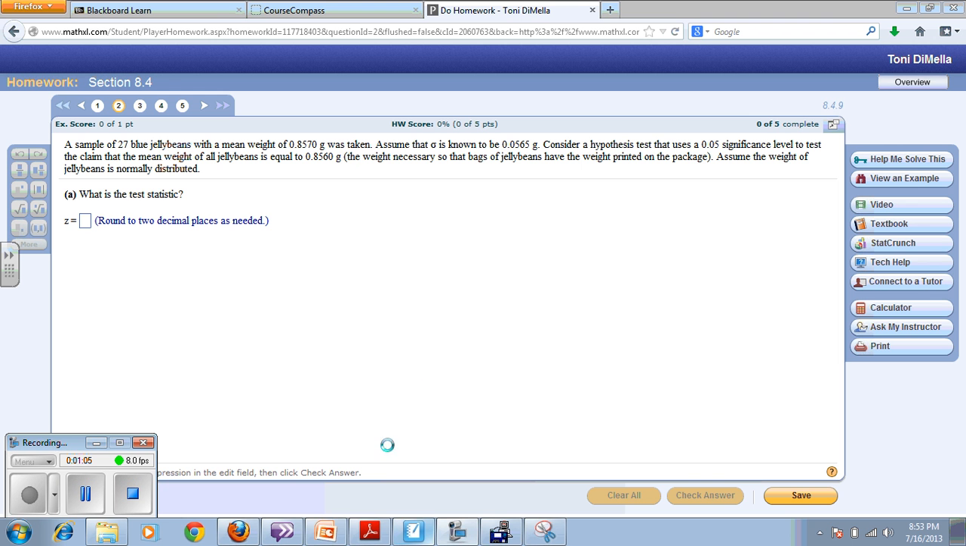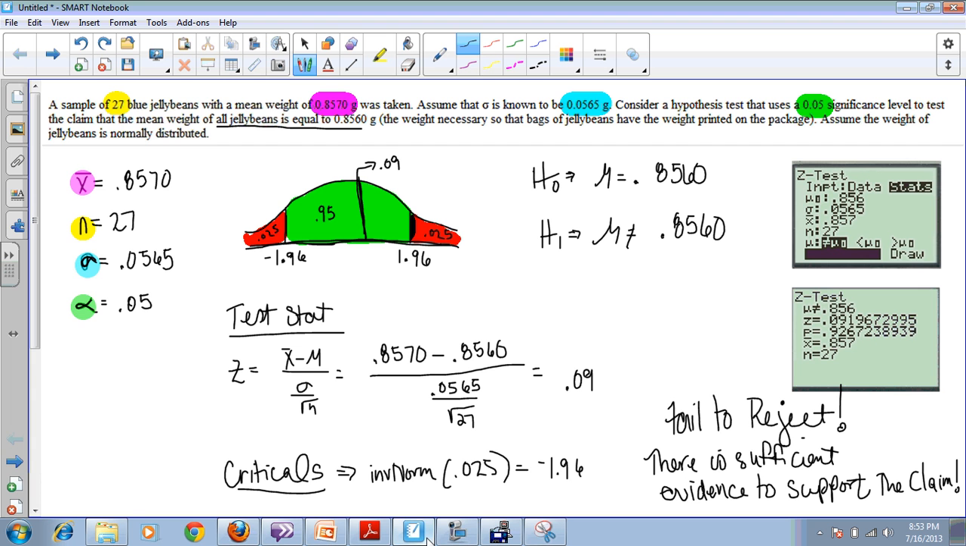So what we're really looking at, and I did the whole problem out, we'll put it in MyMathLab so you can see what it looks like, is something that looks like this. I have my X bar, I have my n, and my sigma, and my alpha. These are the important pieces of the information. And I drew my normal curve. I know that if I have an equal to and a not equal to, because I'm testing this claim, this is my claim that all the jelly beans in the world will have an average weight of 0.8560. The opposite of my claim is that they won't. And when you have an equal and a not equal, you talk about a two-tailed test.